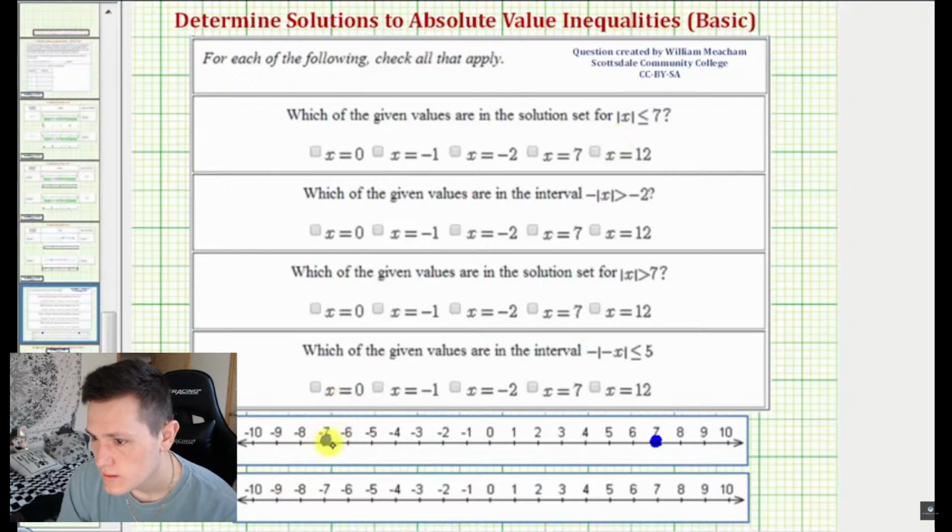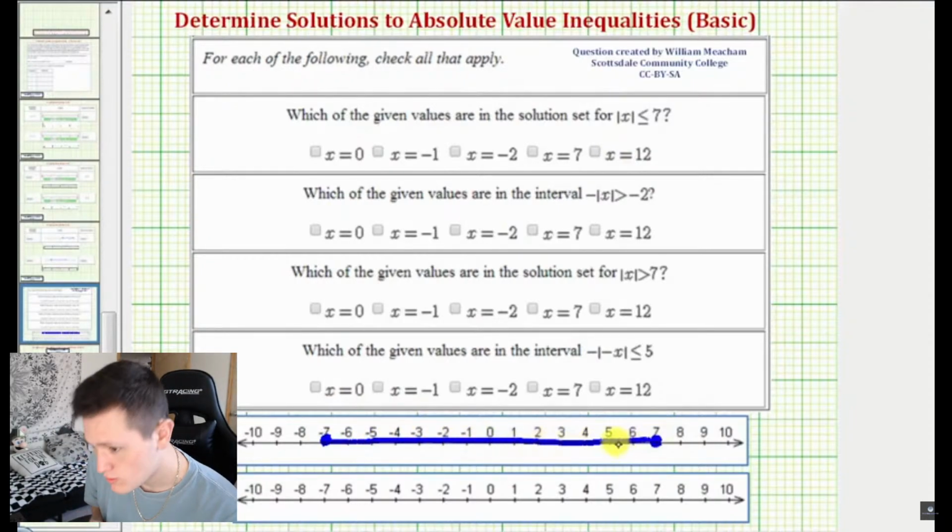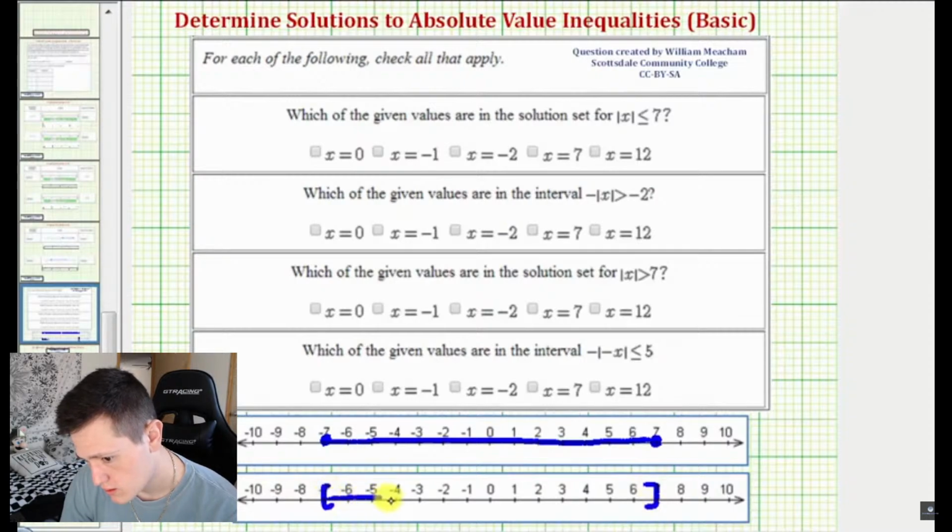Now the numbers between these two have a distance that's less than or equal to 7 units from 0. Another way to graph this interval, instead of using closed points, would be to use square brackets. It's the same interval, expressed a different way. Again, the closed brackets indicate the endpoints are in the interval. Now let's go ahead and plot the given values and see if they're in the solution set or not.